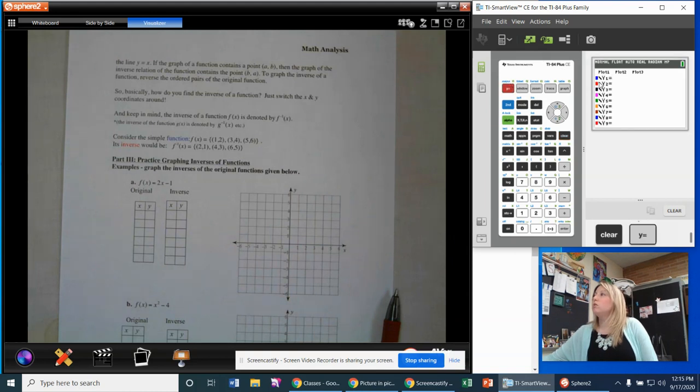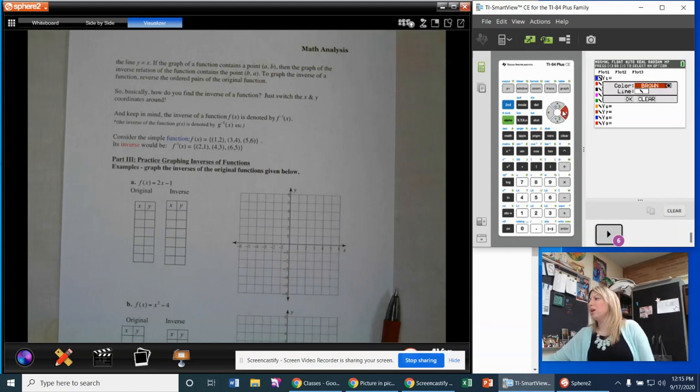Y equals, it's not going to let me change that color. Darn it. I was going to change it to maroon if I could. Oh, I can. There we go. I just need to use the keypad. I'm going to change the color. Oh, that's called brown? That's not brown, that's maroon. I'm going to leave that there. Okay. All right, so let's do that guy in maroon, right? So let's enter 2x minus 1.